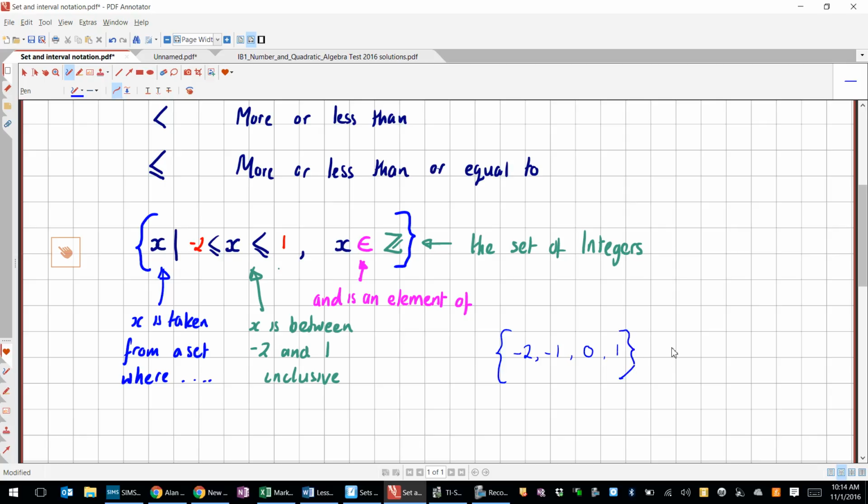So actually, all of this could be written just like this. So this is the set notation for just the list of numbers that I said. And this is the set but with interval notation. Now both of those mean the same thing. Now you might say, but why bother writing all of that when I could just list those 4 numbers? But it's not always just going to be -2 to 1, it might be more numbers.